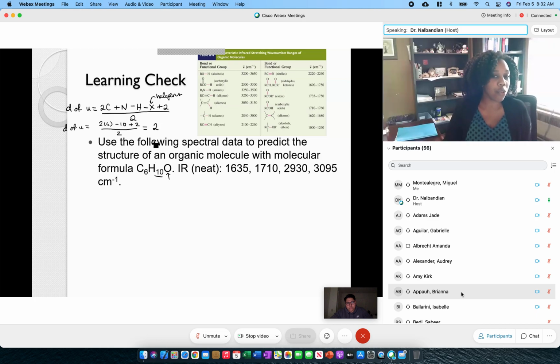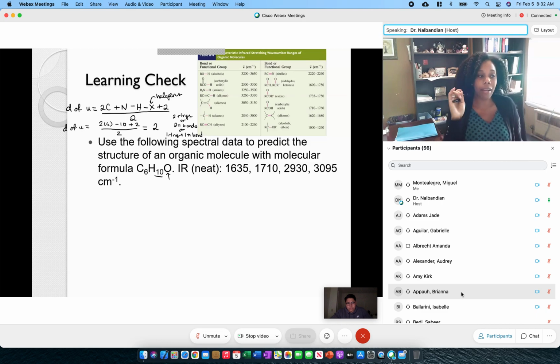So the answer here is 2. So what does that mean? That means we can have 2 rings, or we can have 2 pi bonds, or we can have 1 ring and 1 pi bond. Right? That's what the unsaturations are, rings or pi bonds.